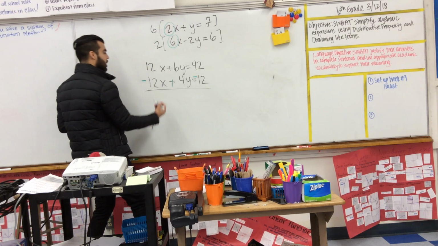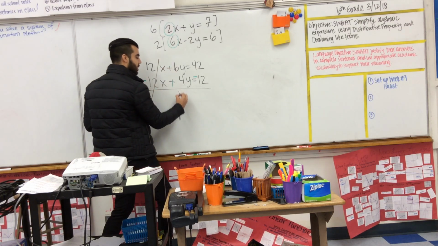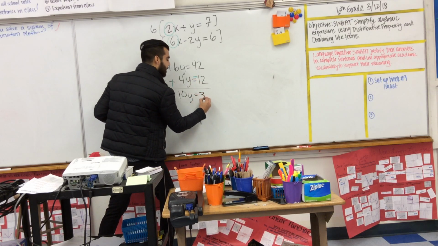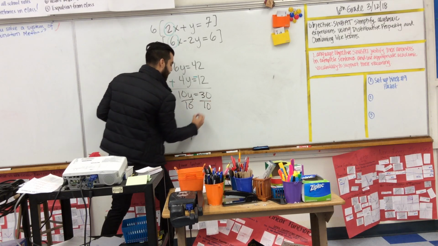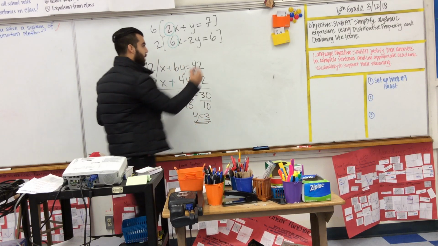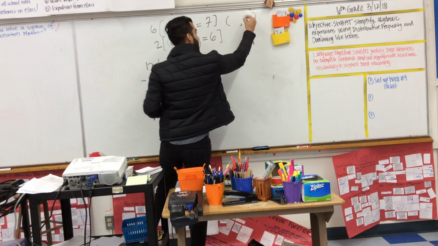So once we add them up, the x's cancel out or eliminate, and then you're left with 10y equals 42 minus 12 is 30. Again, divide both sides by 10, and you get y equals 3. So again, you know that you already have half of your coordinate point. The y value is 3.